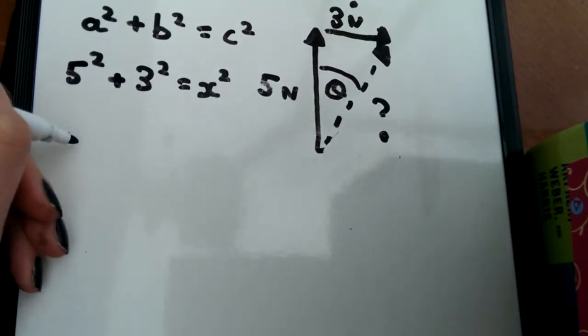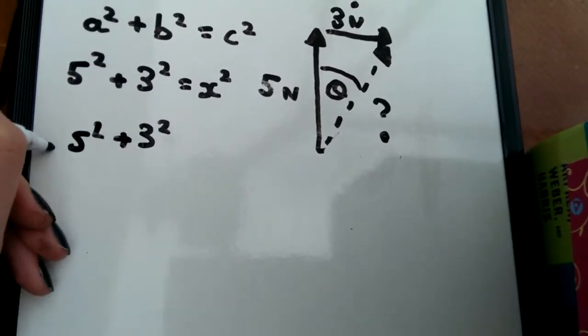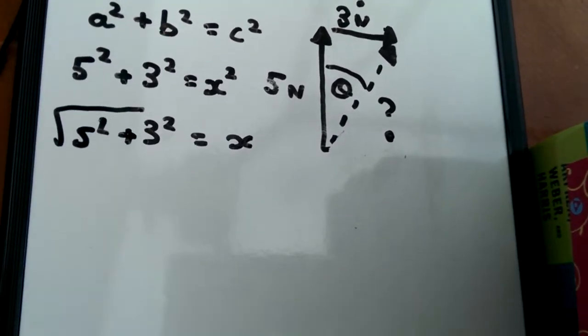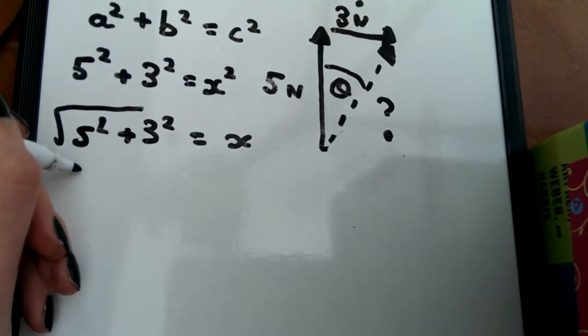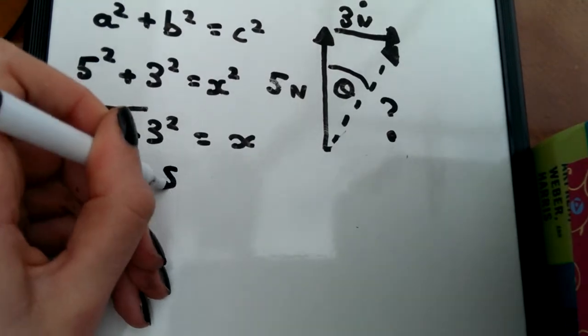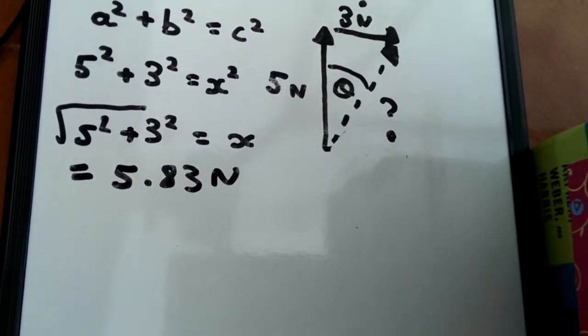So in this case, 5 squared plus 3 squared, square rooted, equals x, which when you put into a calculator you will find to be 5.83, so that would be newtons. So that is the first part of our question answered.